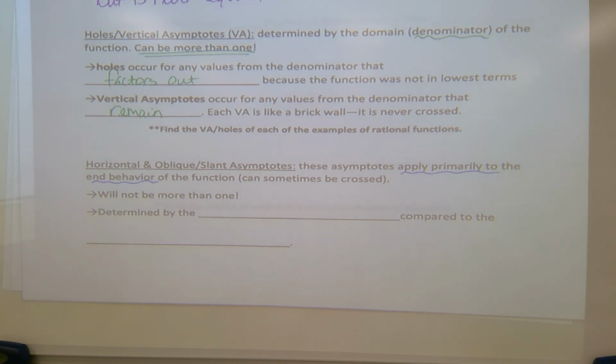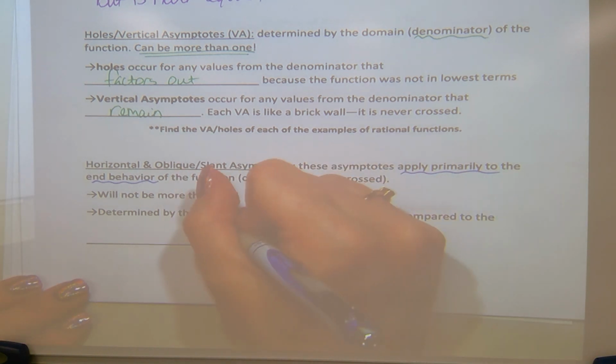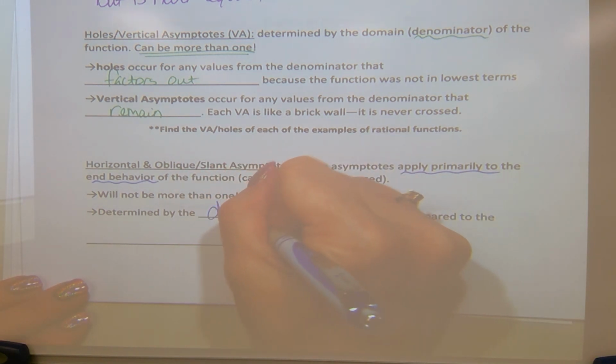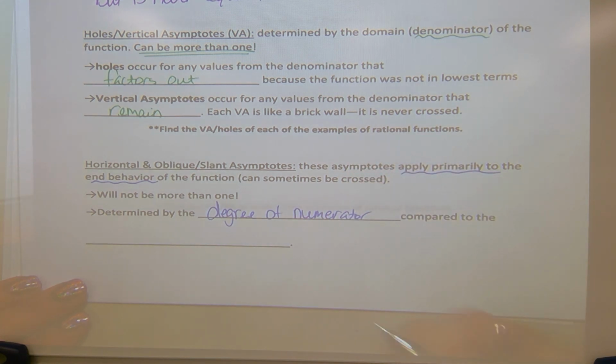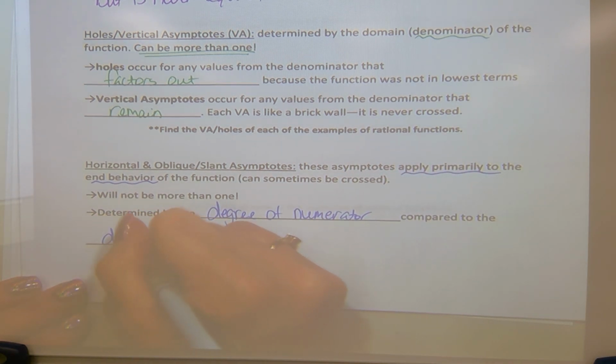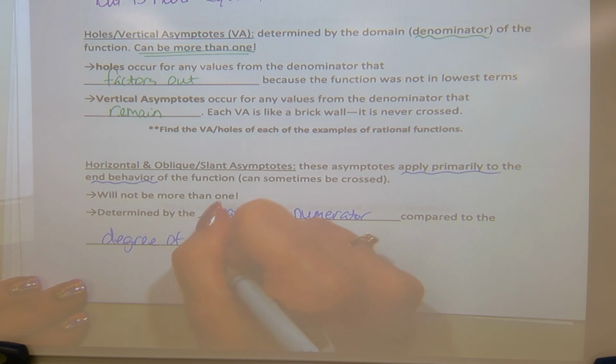And I figure out what I have, whether it's slant or oblique, and where it occurs by the degree of the numerator compared to the degree of the denominator.